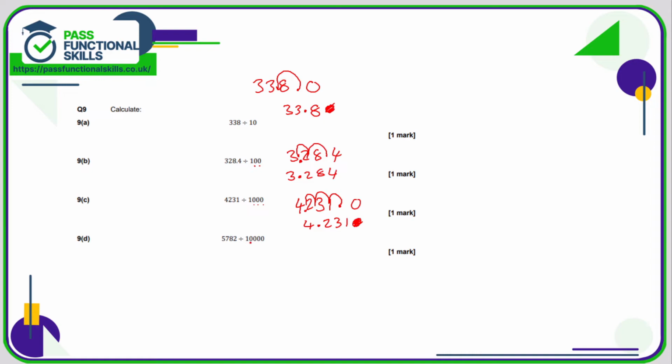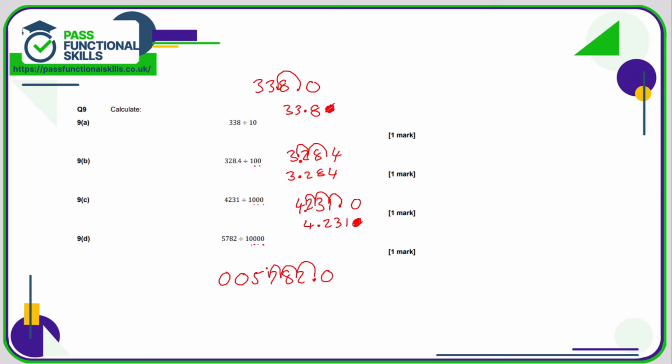D, we're dividing by 10,000, so 1, 2, 3, 4, there's 4 zeros, so that means we're going to move the decimal point 4 positions. First of all, let's put a decimal point in, so 5782 is 5782.0. I'm going to put a few zeros in front because it just makes it easier when you're moving the decimal point, otherwise you might get an answer that looks a little bit confusing.